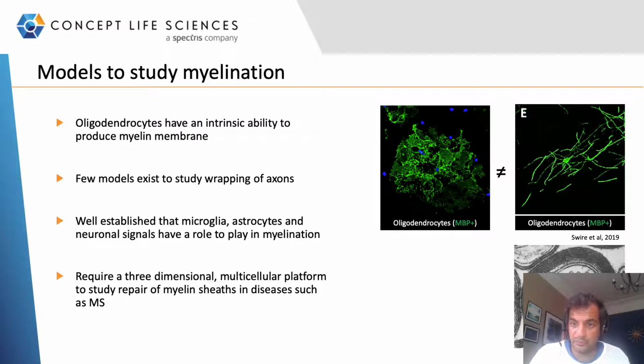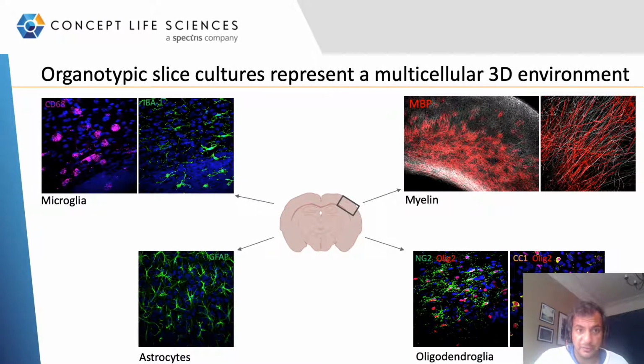And we know that this process is regulated via multiple different cell types. Microglia, astrocytes, and even the underlying axons play a role in the development of these myelin sheaths. And so to better understand this process, we really need to develop a platform that has these multiple cell types and that three-dimensionality to allow myelination and wrapping to occur. And it's for this reason that at Concept Life Sciences we've developed this organotypic slice model.